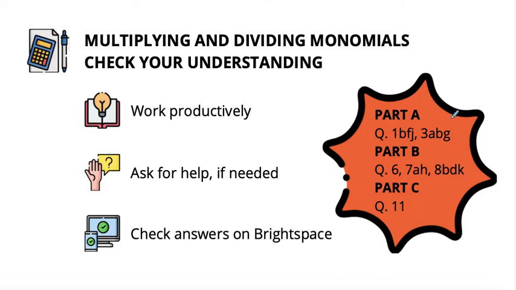For Part A, do question number 1, just Part B, F, and J. 3, A, B, and G. For Part B, do number 6, 7, A, H. 8, B, D, K. And for Part C, do question 11, which deals with scientific notation.